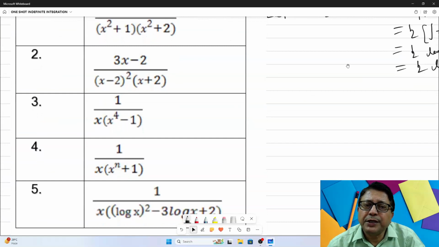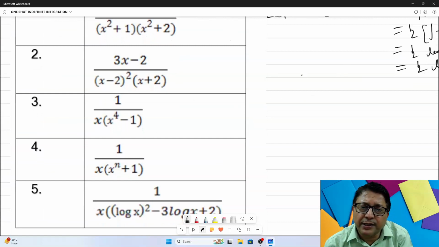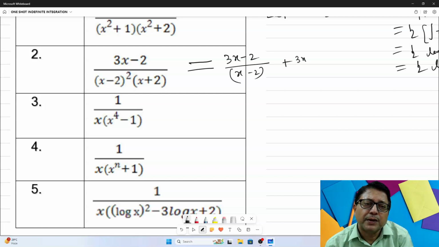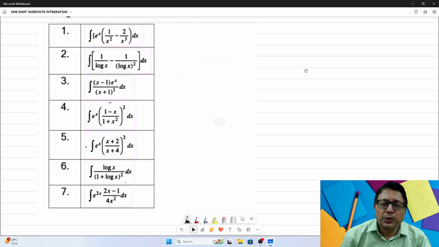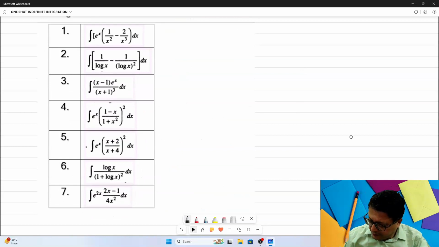Now how to integrate this one? I tell you the method here. Already explained, but this integrand you will write as (3x minus 2) by (x minus 2) whole square, into (x plus 2). Okay? No. Then let me tell you.